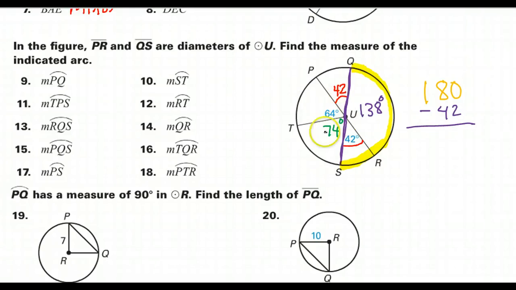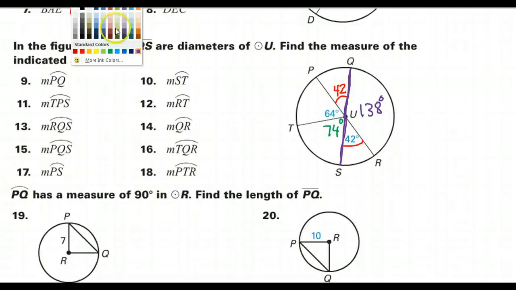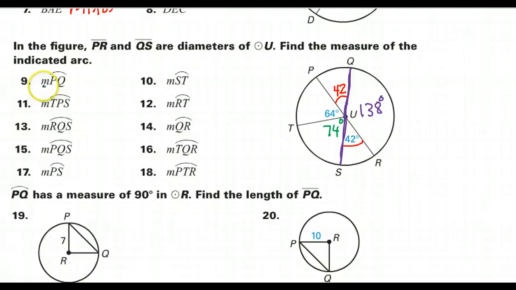Okay, so now I have found all of the angles that make up this circle. And remember that if I'm asked about the arcs, the arc measures are the same as the central angles that I've just shown you. So now I'm going to go through the odds and see what I need. Let me go back here. So, the measure of arc PQ. PQ is right here, and I look down and I see that's 42 degrees.